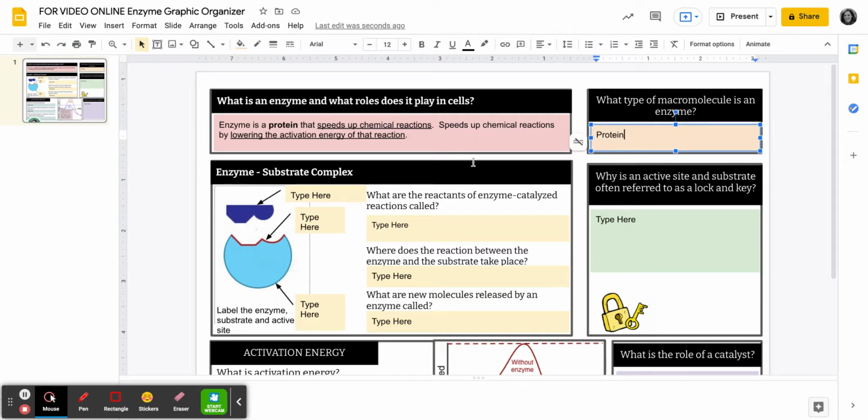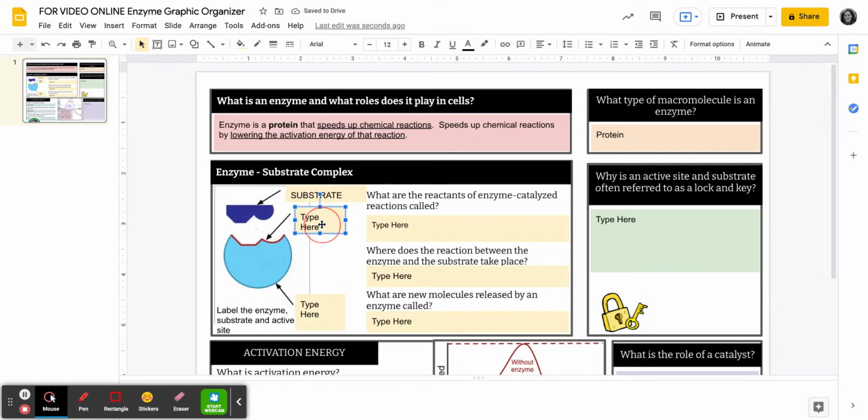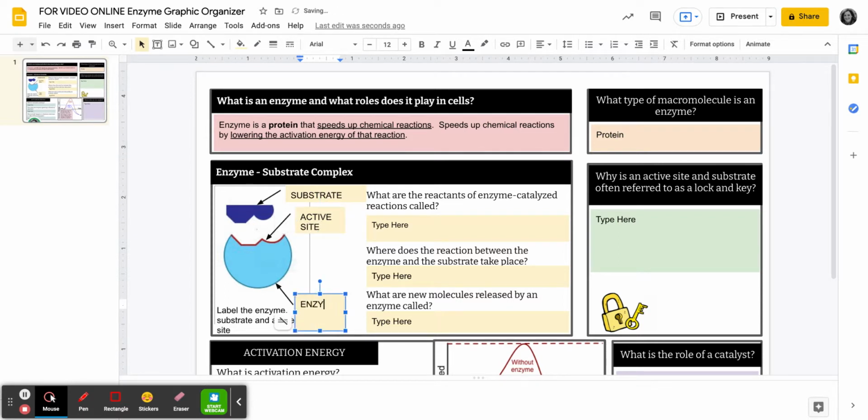So let's break down how exactly this works. An enzyme substrate complex is much like a lock and key. Okay, so this is going to be labeled the substrate. This is the active site, or like that keyhole. And this here is the enzyme. So the substrate, this is the reactants. The active site is how the substrate binds to the enzyme.